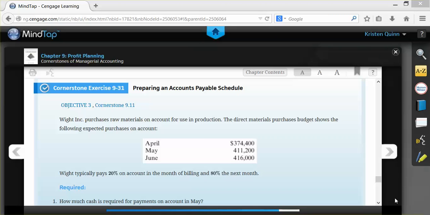On average, they pay 20% of their accounts payable balance in the month of the billing and 80% in the following month. They would like us to calculate how much cash we plan to have to pay out or disperse during the months of May and June.